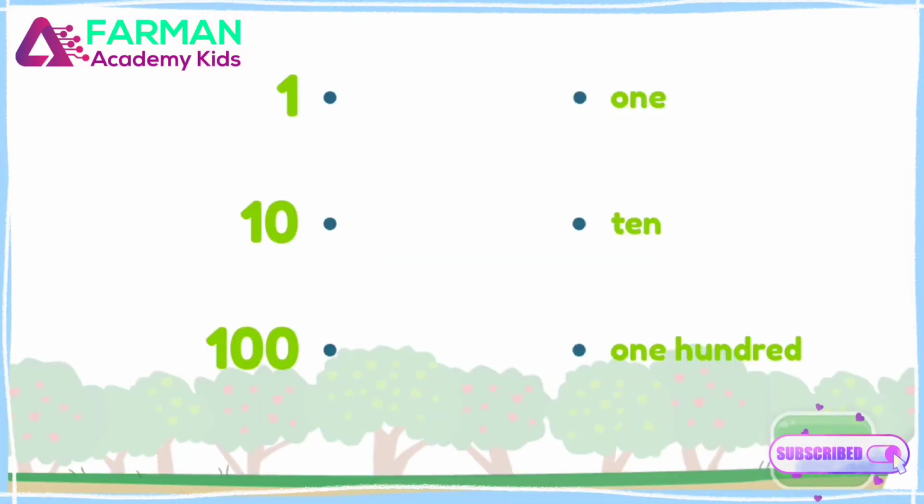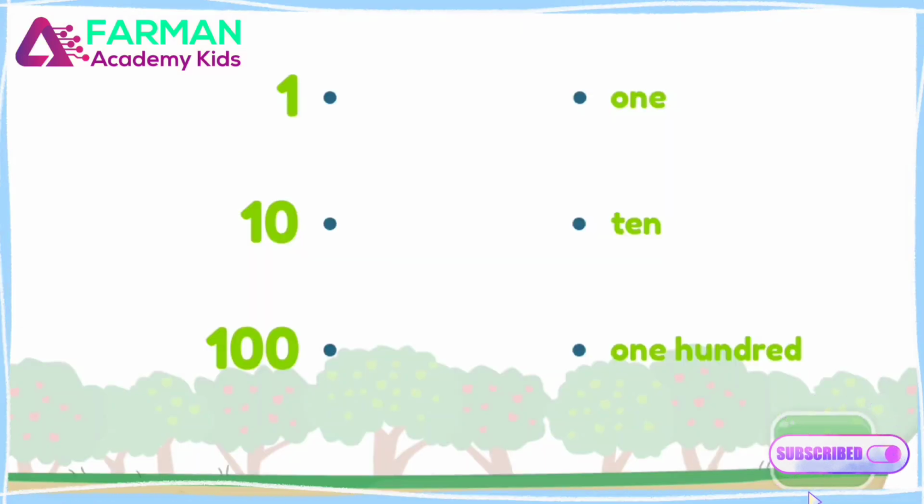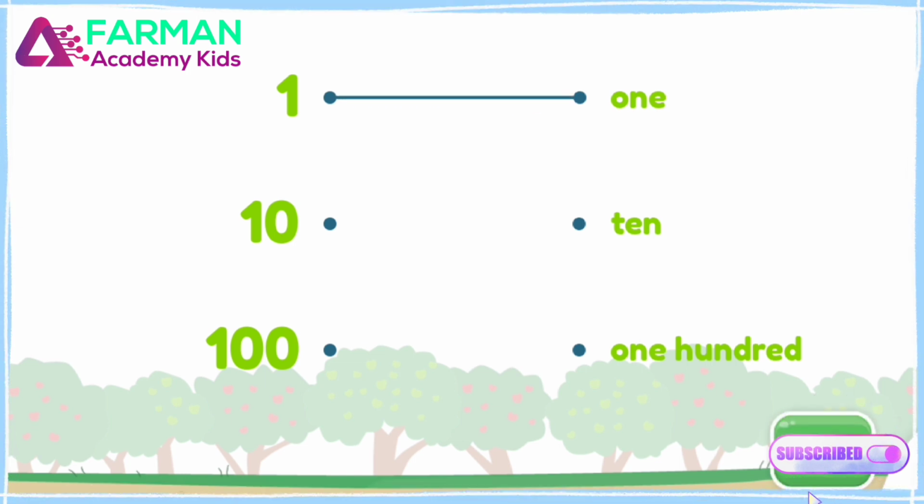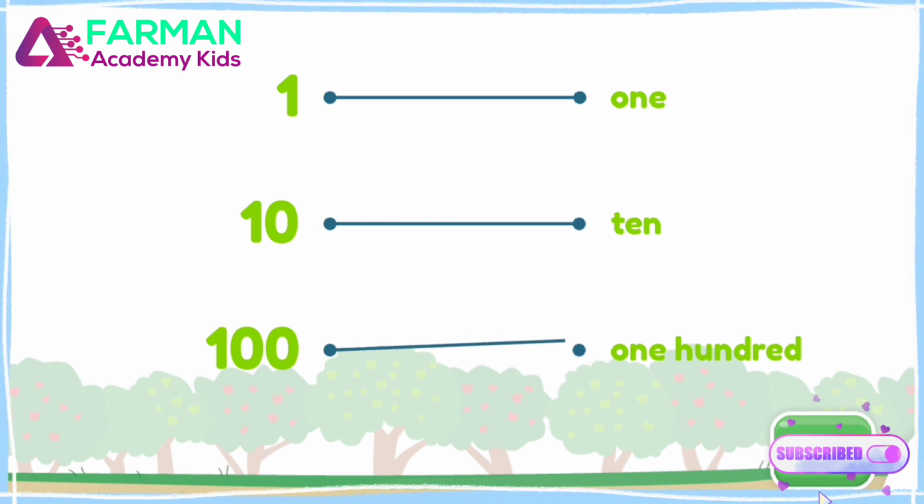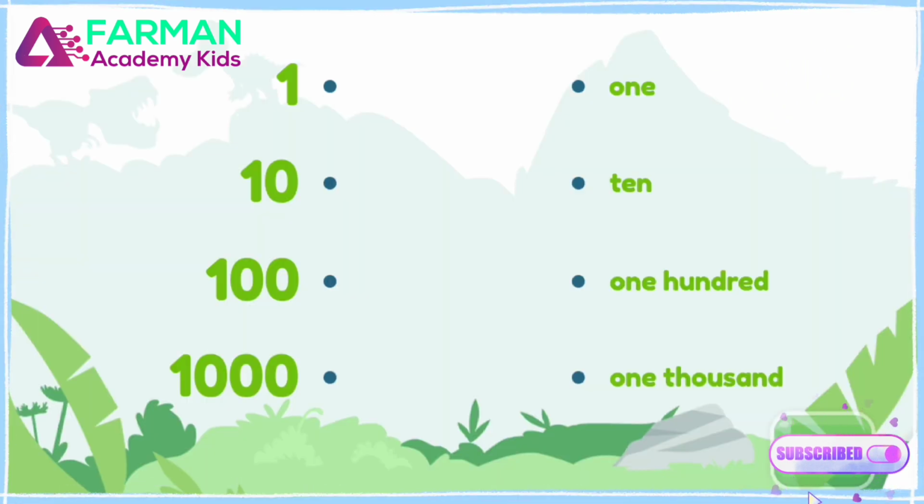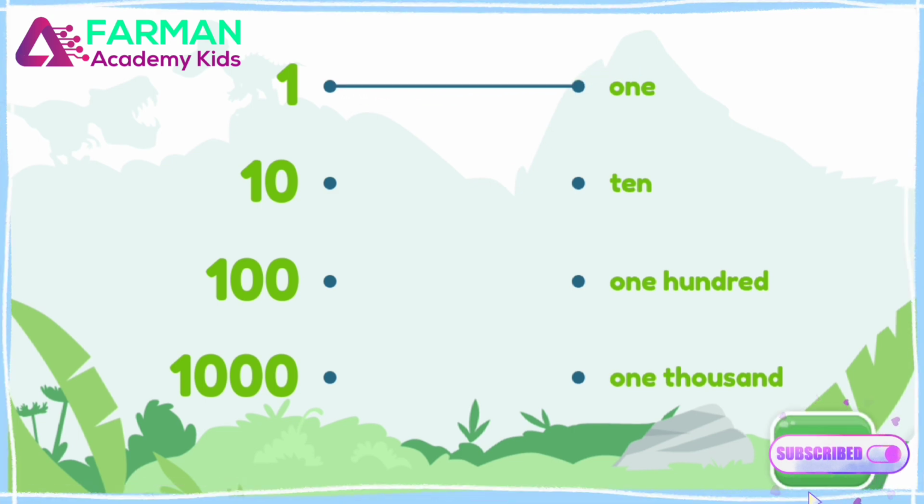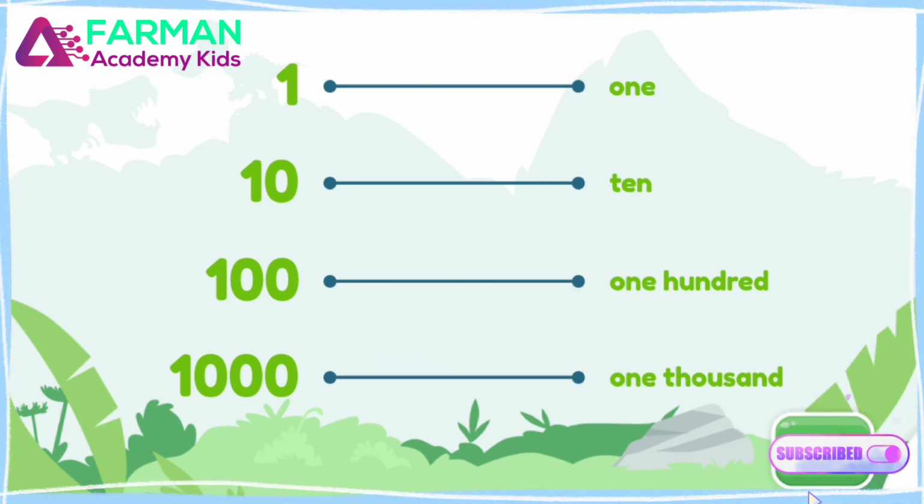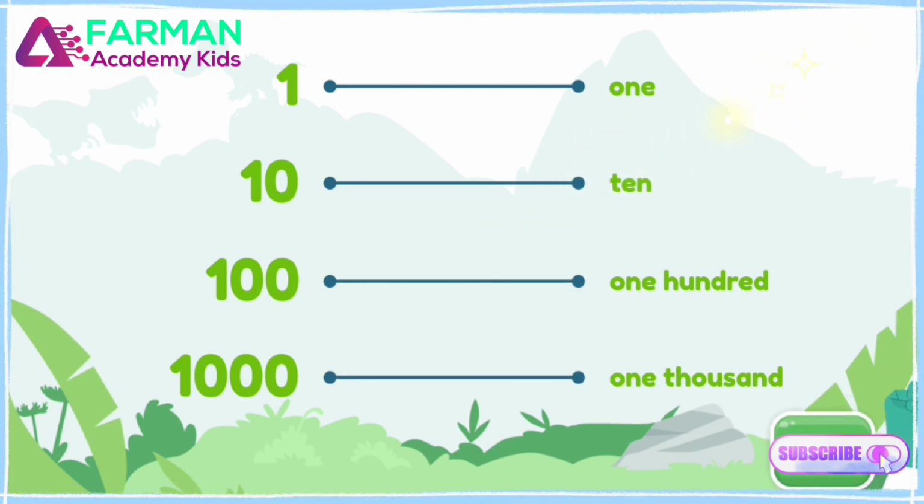Today we're going to spell words like 1, 10, and 100. Draw a line to match the numbers with their words. Yay! Numbers can be spelled out with letters. Draw a straight line to match the numbers with the matching words. You did it! That's how you spell the numbers.